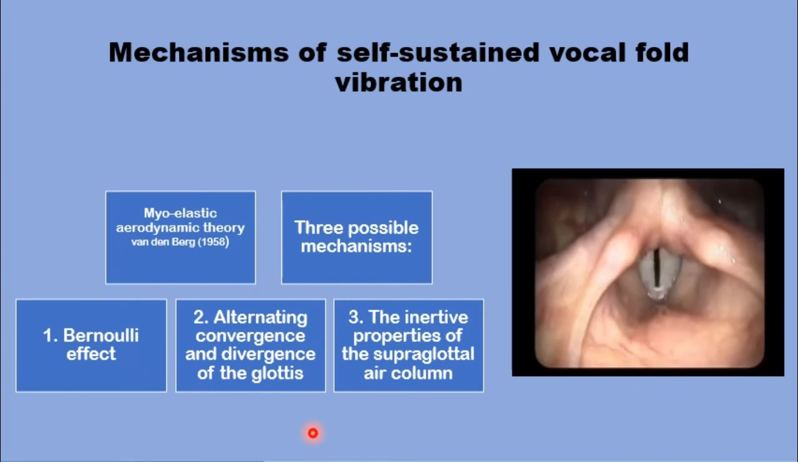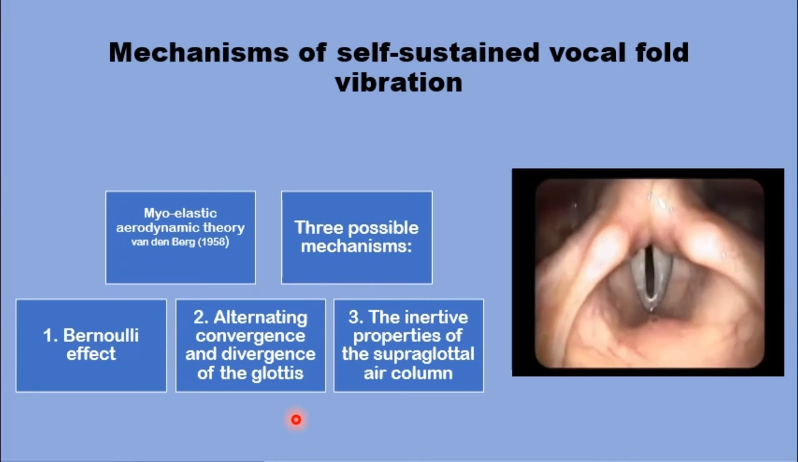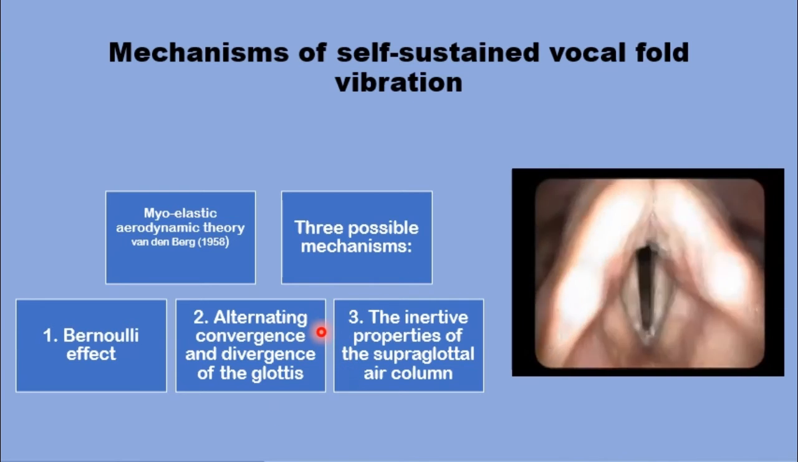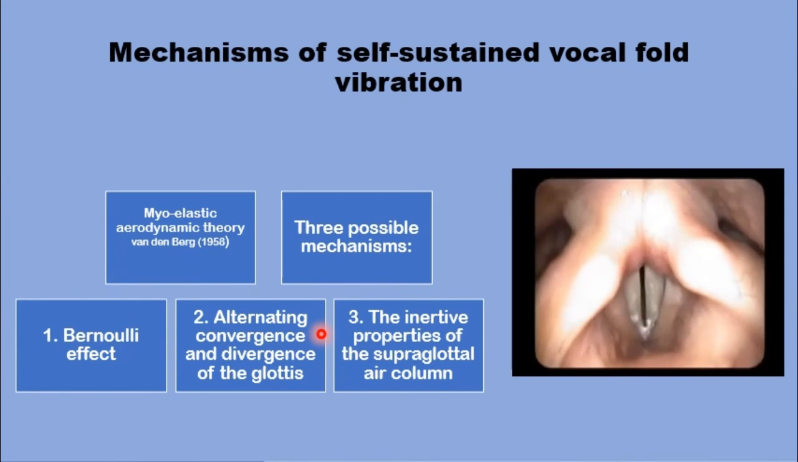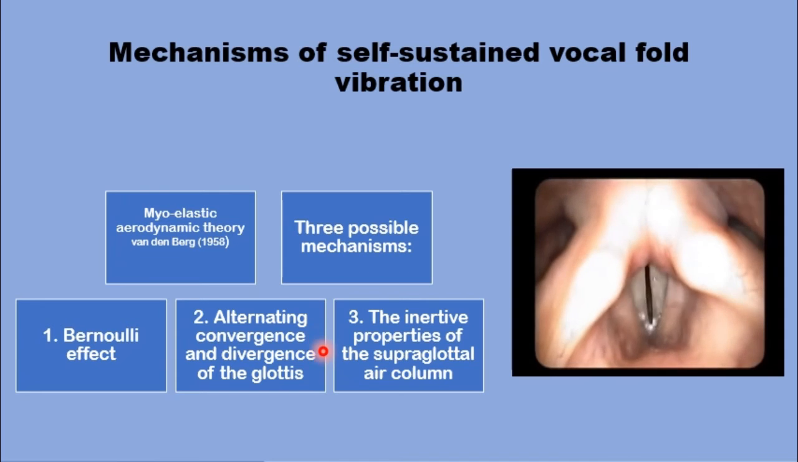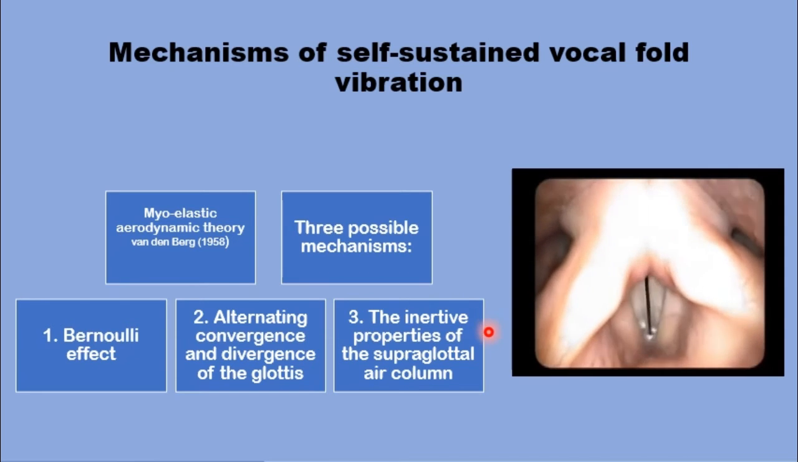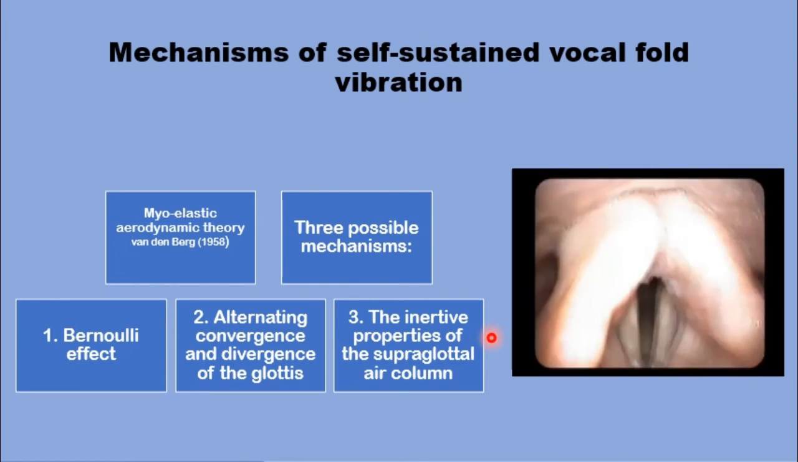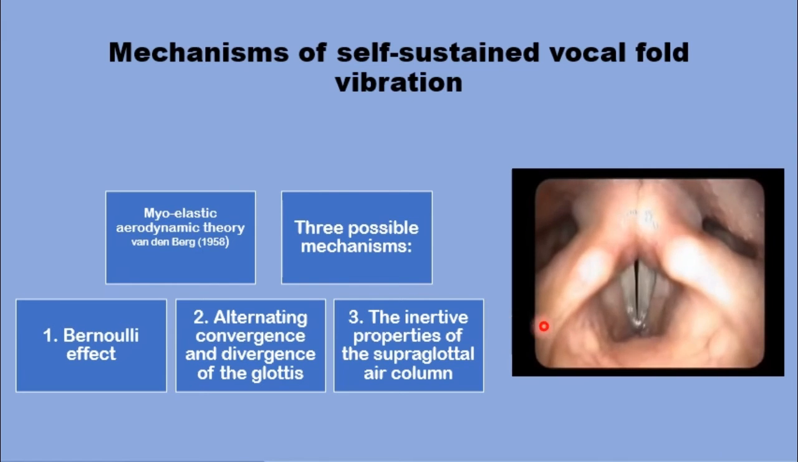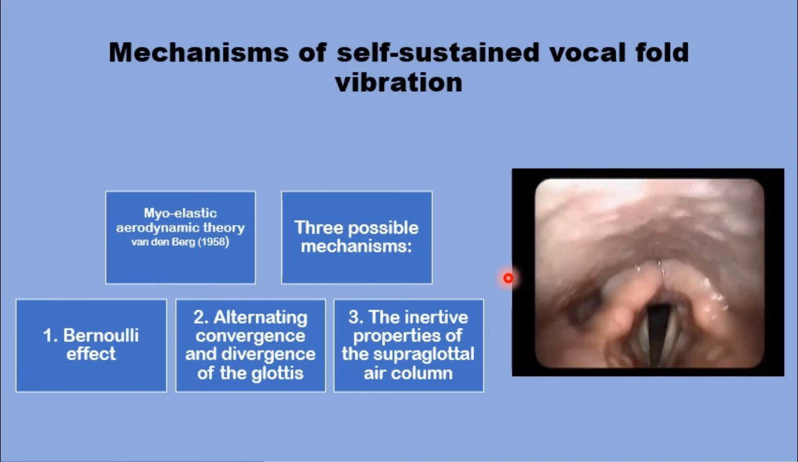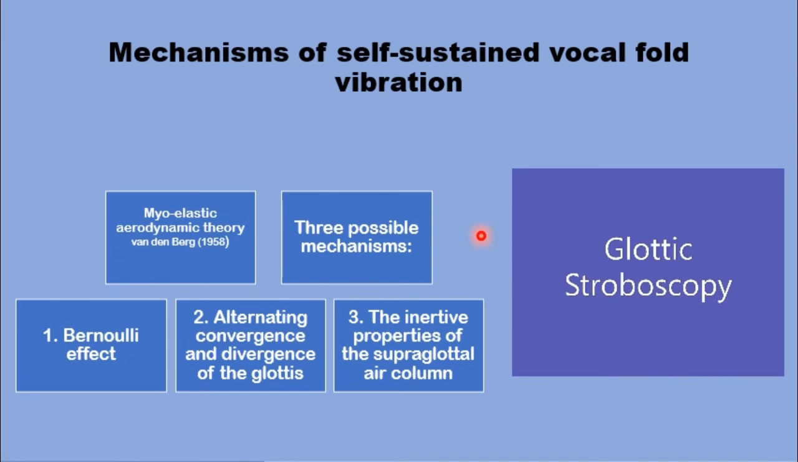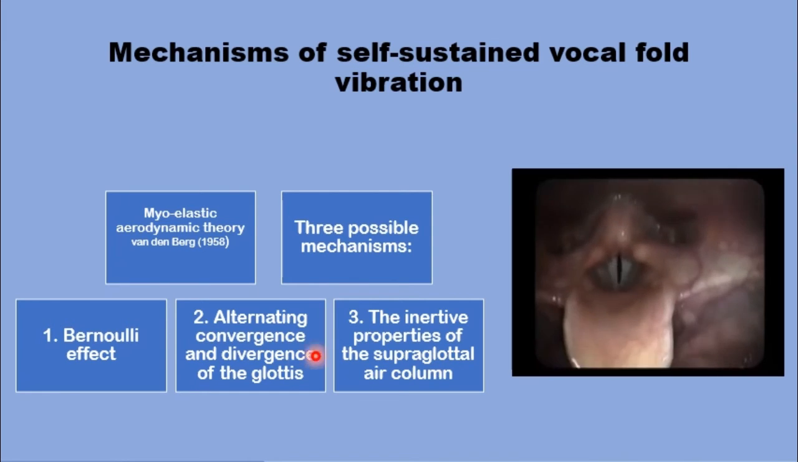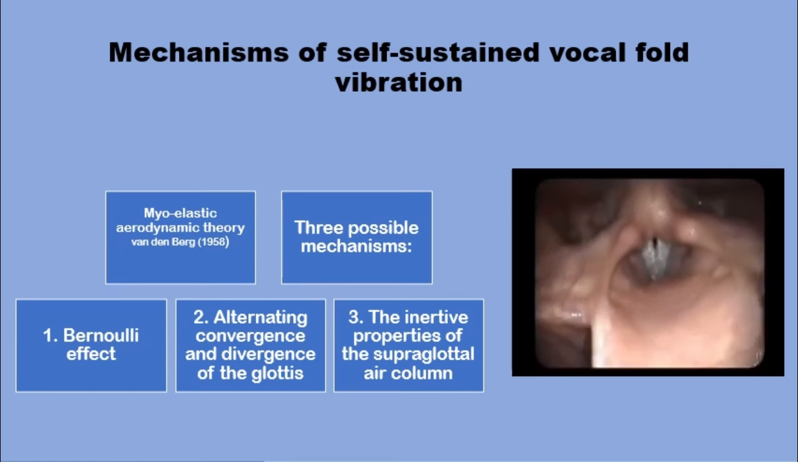The other two mechanisms that we'll go through in this presentation are, first, the alternating convergent and divergent glottal canal geometry, and the other one is the inertive properties of the supraglottal air column, the air column from the glottis to the lips. And we shall go through these three possible mechanisms one by one.